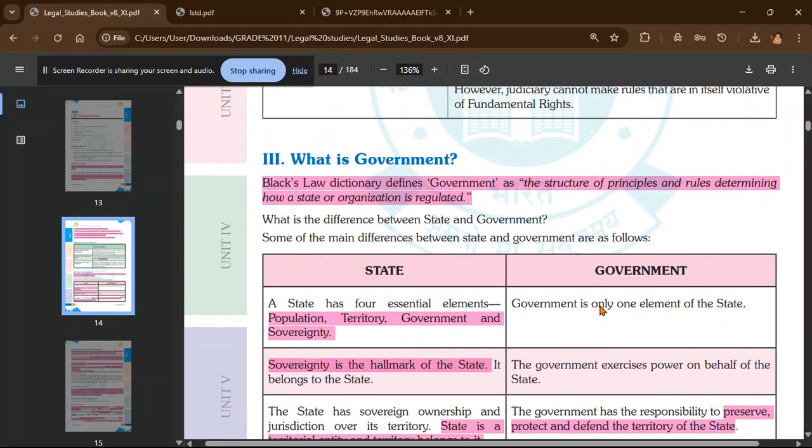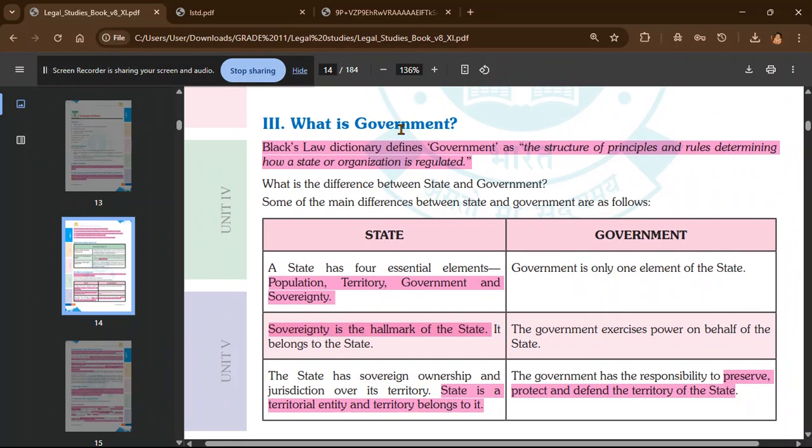Okay. Then we have what is government. This is what I was telling you, the second definition from Black's Law Dictionary. Black's Law Dictionary defines government as the structure. You can either write structure or you can write framework, because framework is also a good way to explain a government. So it is a structure or framework of rules and principles that determines how a state or organization is regulated.